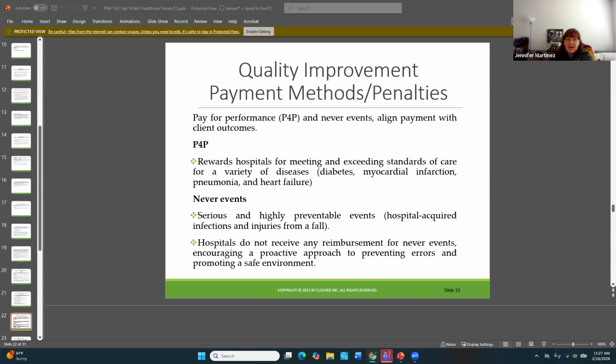This looks at quality metrics, patient outcomes, efficiency, that kind of thing. And the goal here was to improve the quality of healthcare delivery, increasing preventive services, right? Lower readmission rates. And then we have our never events.